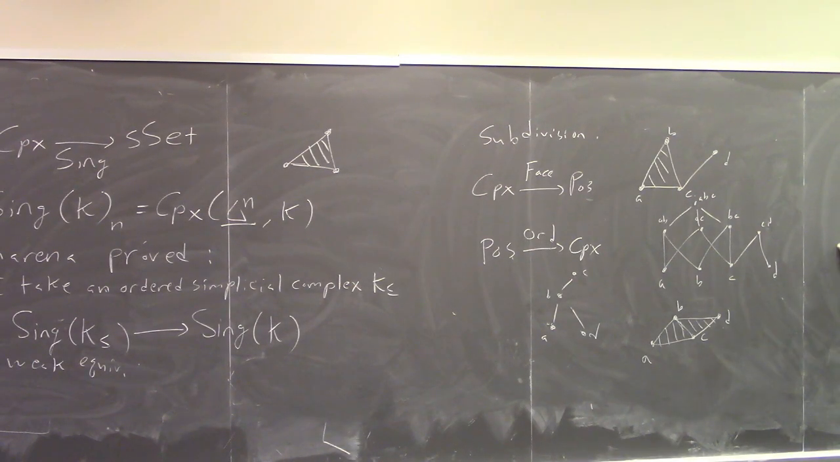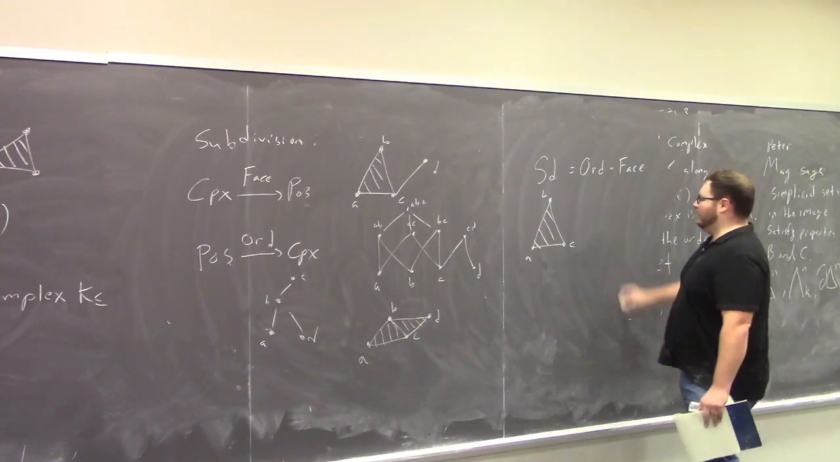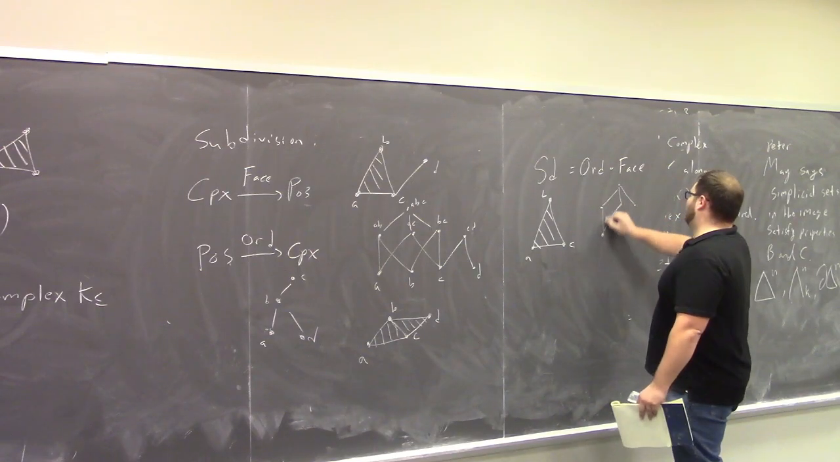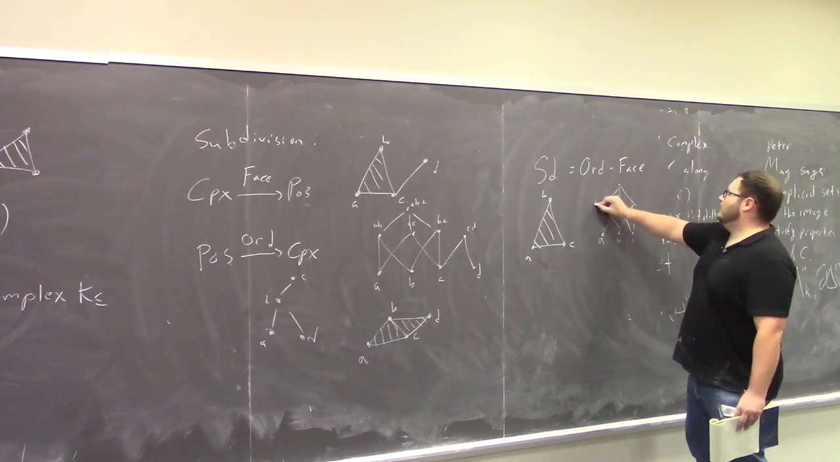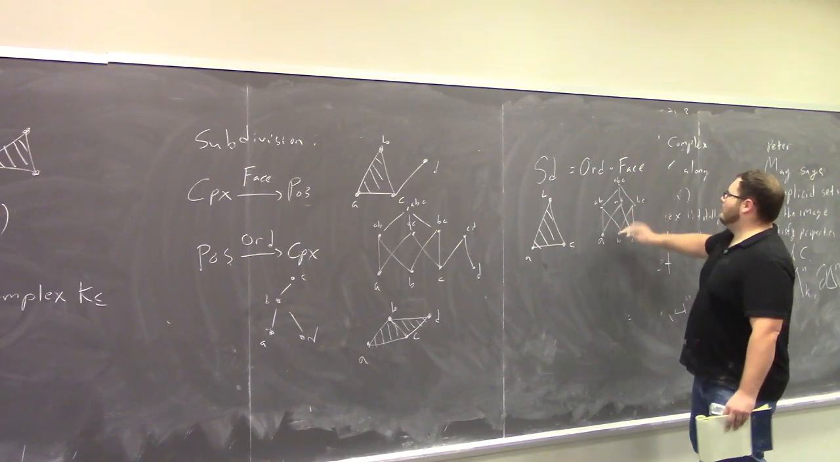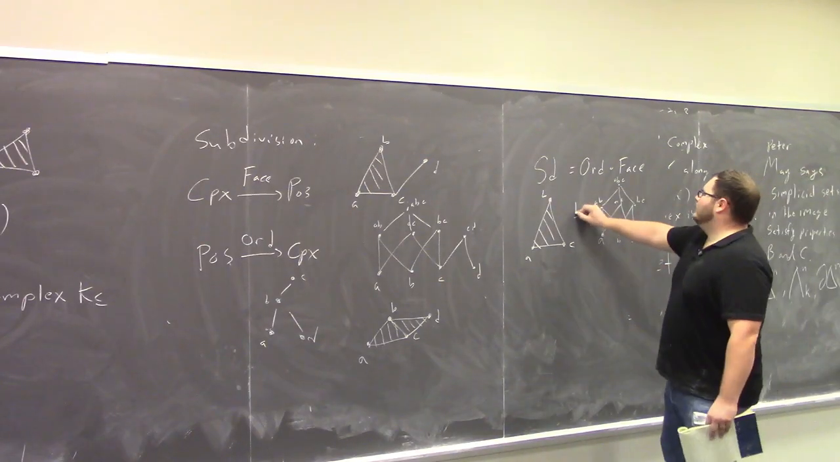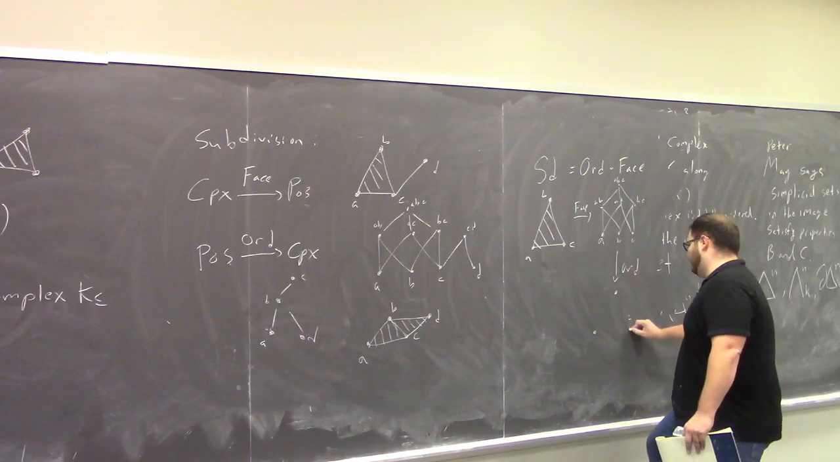Okay, so what does it look like? It looks like old-fashioned barycentric subdivision. So I have ABC, I get its face poset: A, B, C, AB, AC, BC, ABC, all right? And then when I take the order complex of that, it's going to look like this.